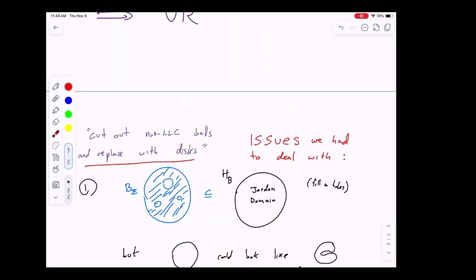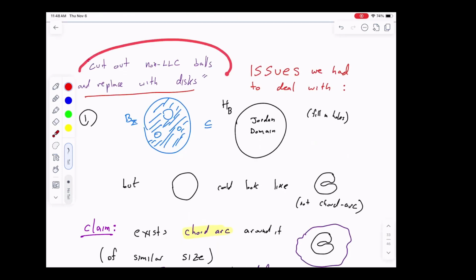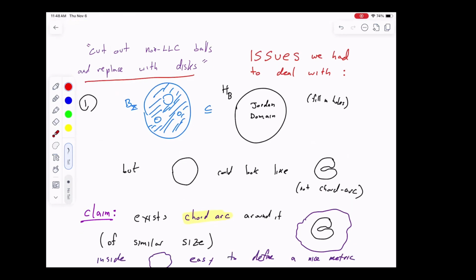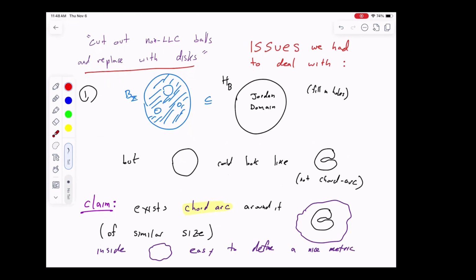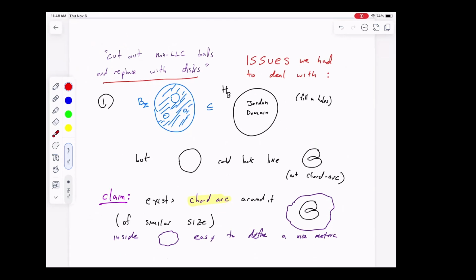I want to say a little bit more about this phrase, cut out the non-LC balls and replace them with disks. Because there were a bunch of technical issues that came up that I just want to say what they are and not even talk about how to resolve them. So one issue is that I have a ball, it's a metric ball, it could have holes in it. And the first thing you need to do is talk about a Jordan domain in the plane that contains it. So that has to fill the holes.